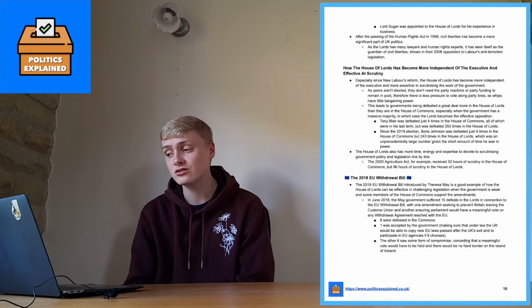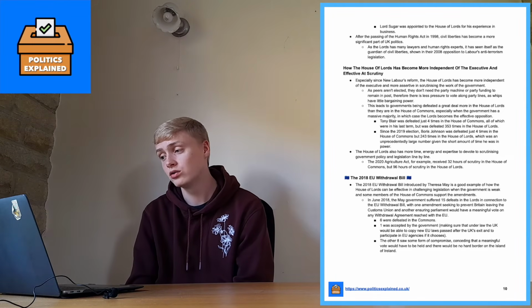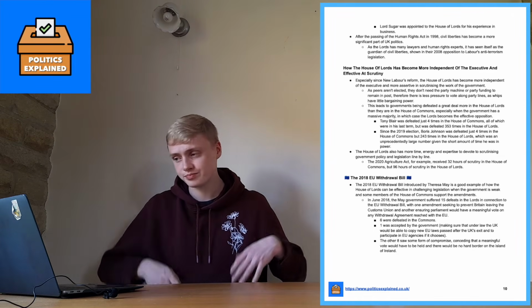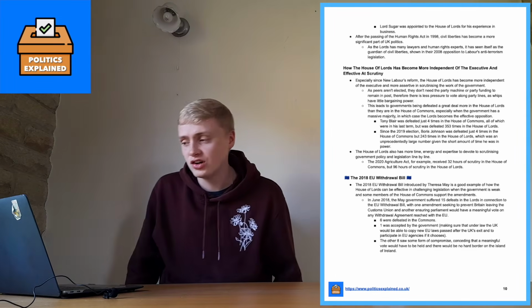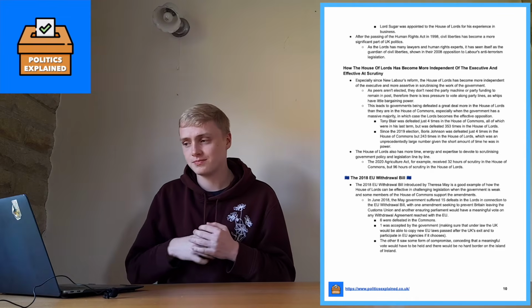And the other 8 saw some form of compromise, conceding that a meaningful vote would have to be held and there would be no hard border on the island of Ireland. So that shows the balance: to some extent they're able to challenge and change legislation, but in other ways they aren't, because the Commons rejects their amendments.